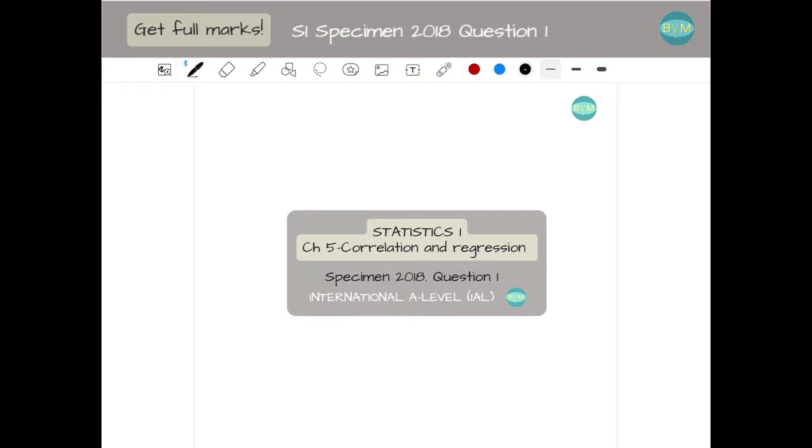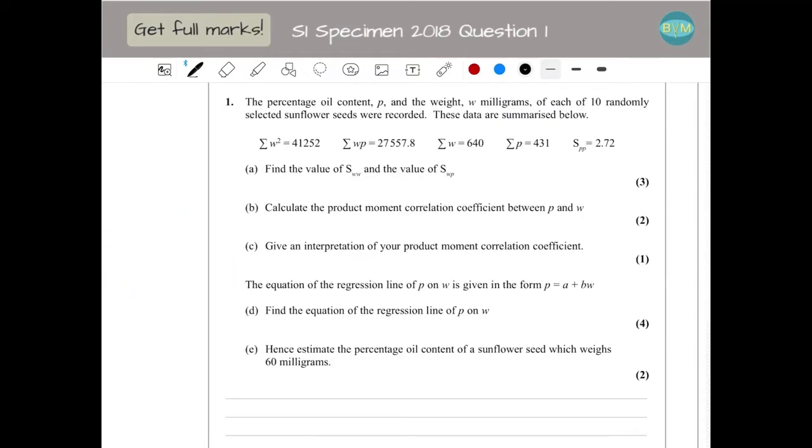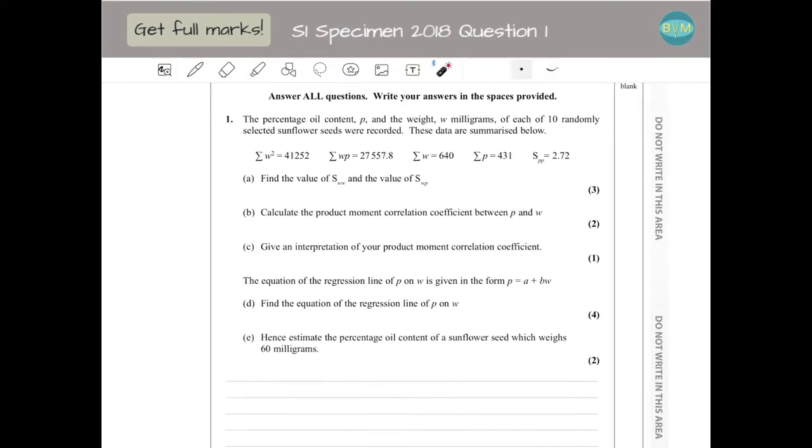Hello, this is question 1 on the Specimen 2018. It's a Statistics 1 question about correlation and regression, and I'm going to show you how you can get full marks on this question. You have percentage oil content P and the weight W of each of 10 randomly selected sunflower seeds recorded, and this is a summary of the data.